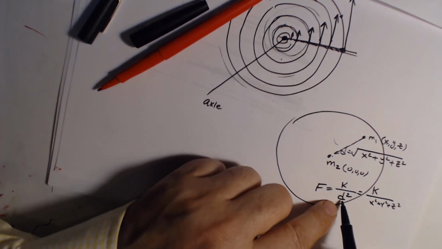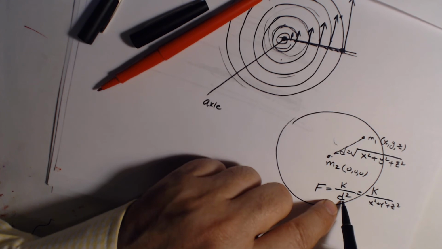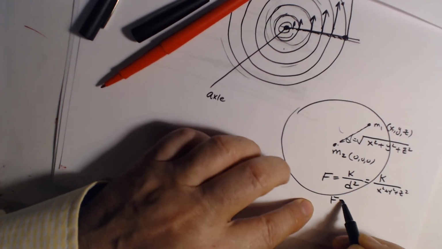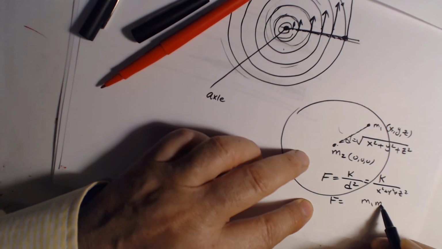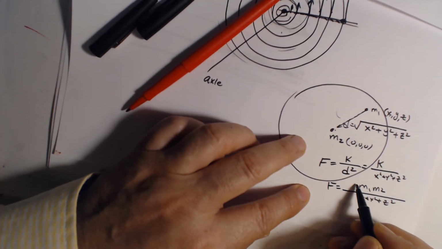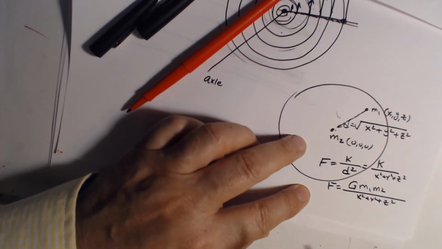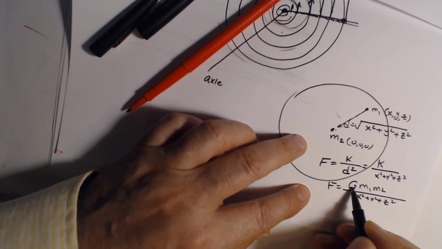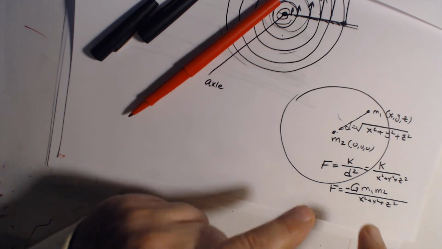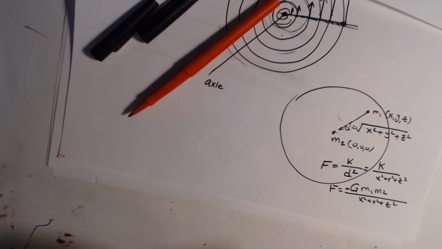Because that distance gets bigger and bigger, the fraction gets smaller. Then the force of attraction between these two is G m1 m2 over x squared plus y squared plus z squared. There is a gravity that brings these masses together. G is the constant of proportionality. Because the distance decreases, it comes with a negative. That is Newton's law of gravity.